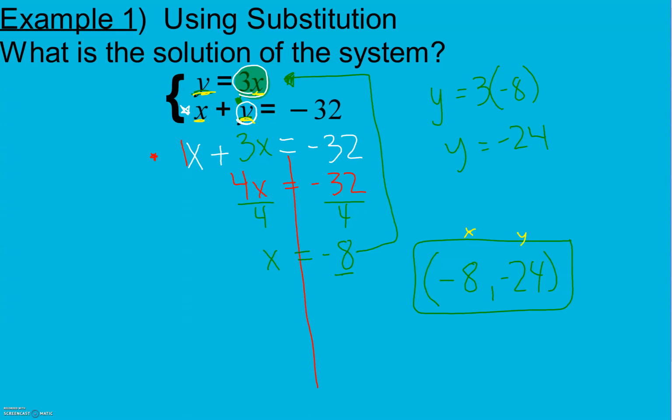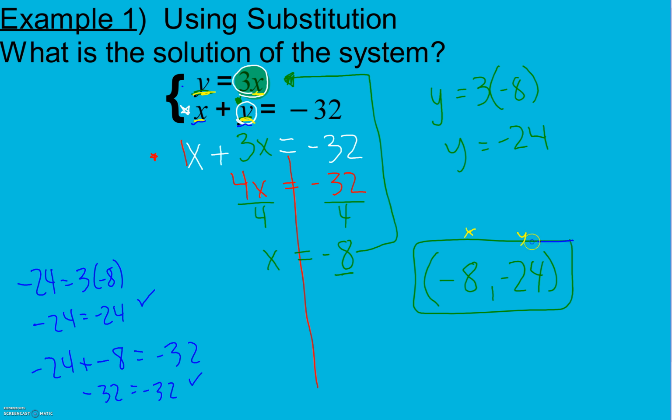We can plug those back in and check. In my first equation, y equals 3 times x, -24 equals -24, check. And x, -8, plus y, -24, equals -32, and that checks as well. So our solution is correct. That is the only set of values that are going to make both of these equations true.